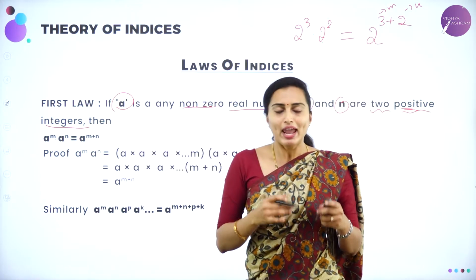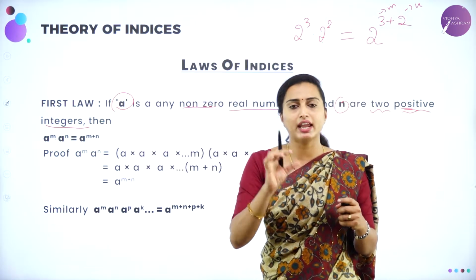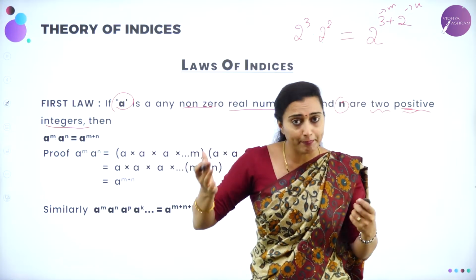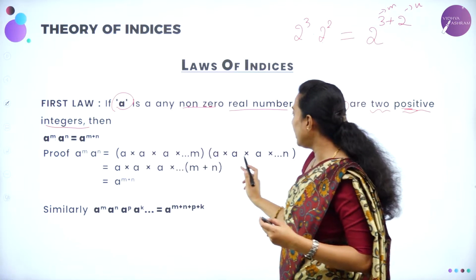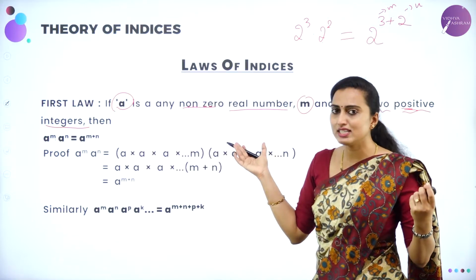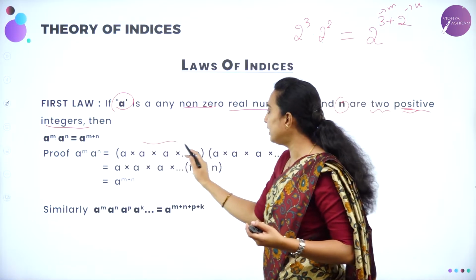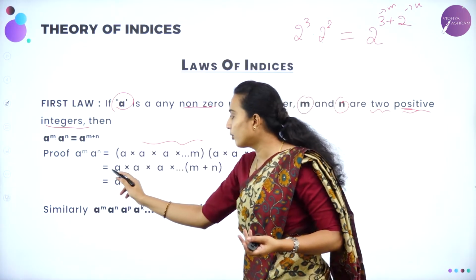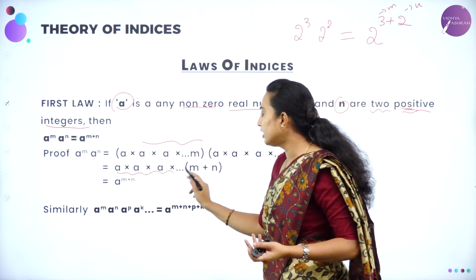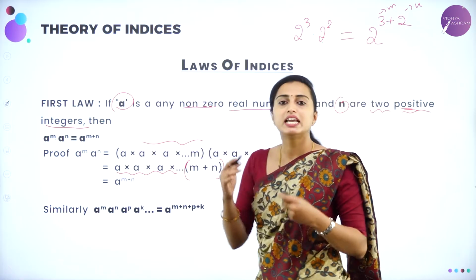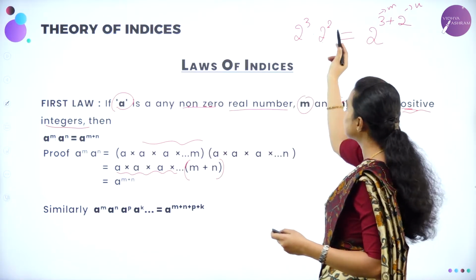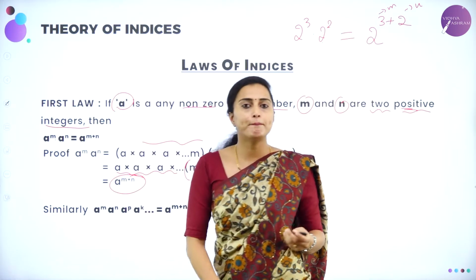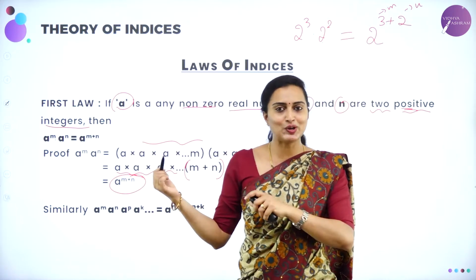As I told you, a power n can be written as a into a, n number of times. A power m can be written as a into a, m number of times, isn't it? So you are going to multiply this, m times plus n times. Therefore you are going to have a dot a, m plus n times. Therefore the proof will be a power m plus n. That's it. Is that so easy?